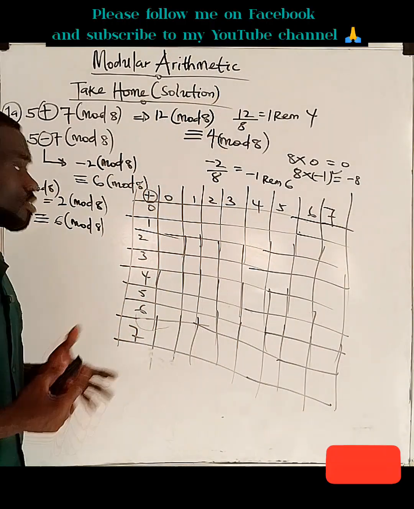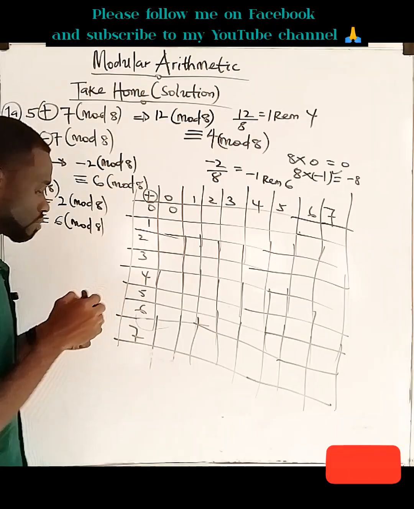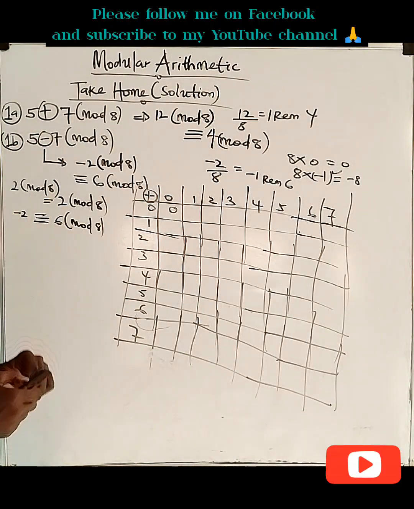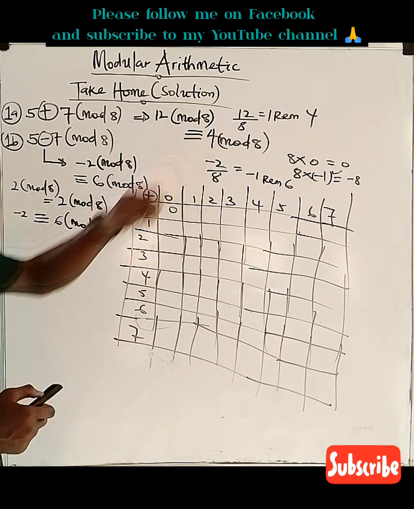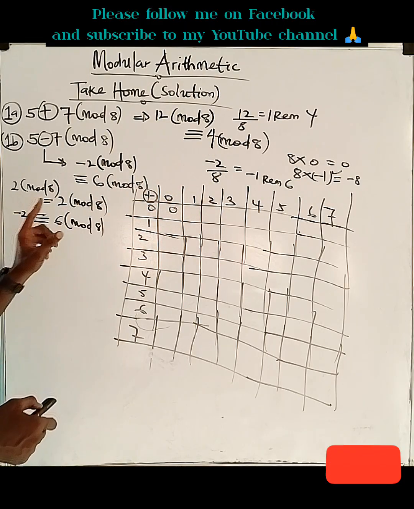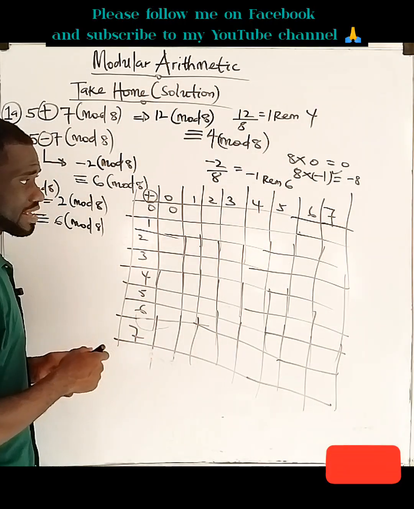So you're going to be adding them together. 0 plus 0 will give us 0. Quickly, don't forget what we're solving right here is 5 plus 7. So let's see if you're going to get the same result. 5 plus 7 is 4 modulo 8, as you can see right here. 5 minus 7 is 6 modulo 8. So we're using this operation table first under addition. Let's see if you're going to get the same result.